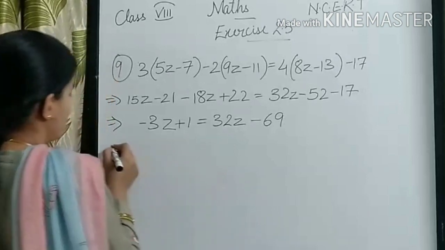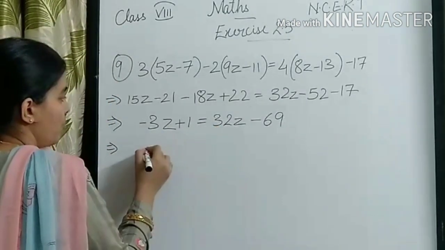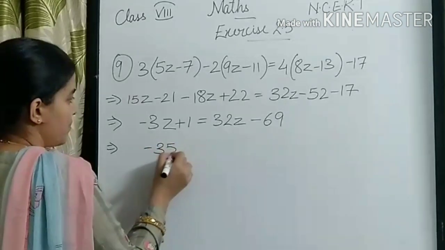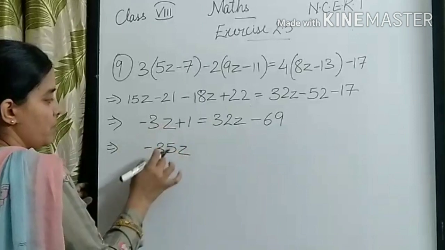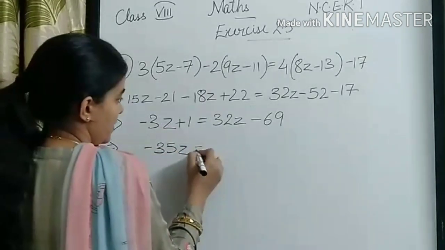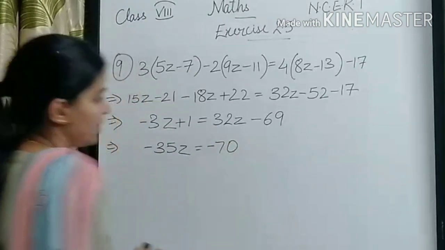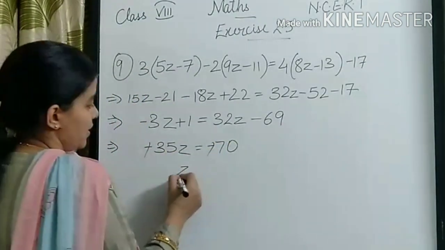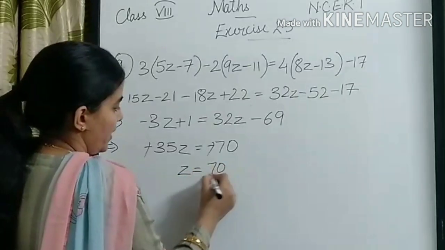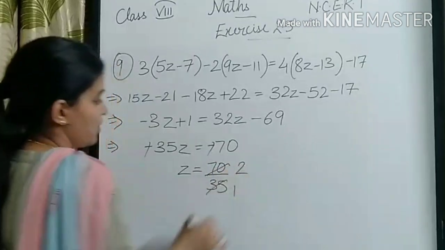Now take the like terms on one side. So if I take it here, it will come minus 35z, because 32 will come here, it will become minus, okay, minus 35z, and this will go there, it will become also minus, so it will become minus 70. Minus minus will cancel. z is equal to 70 upon 35. So answer will be 2.